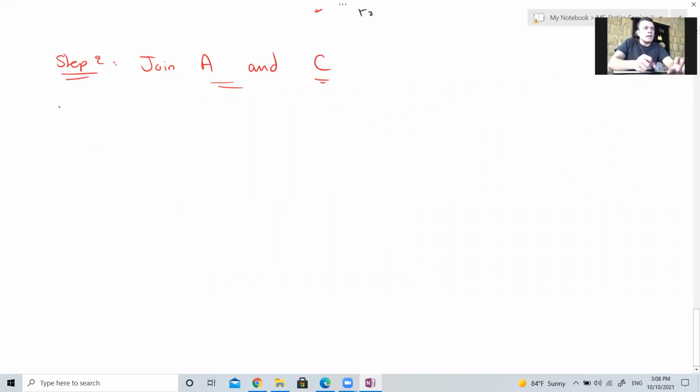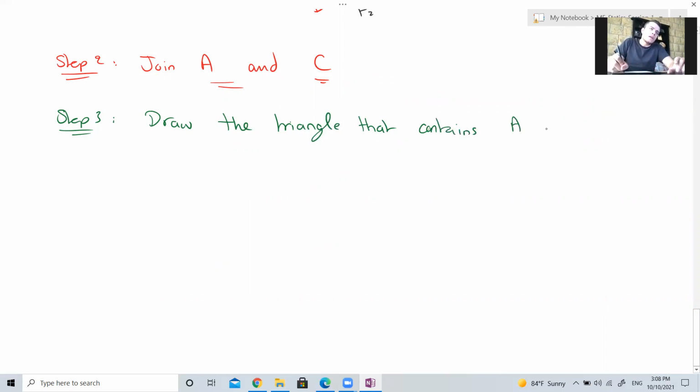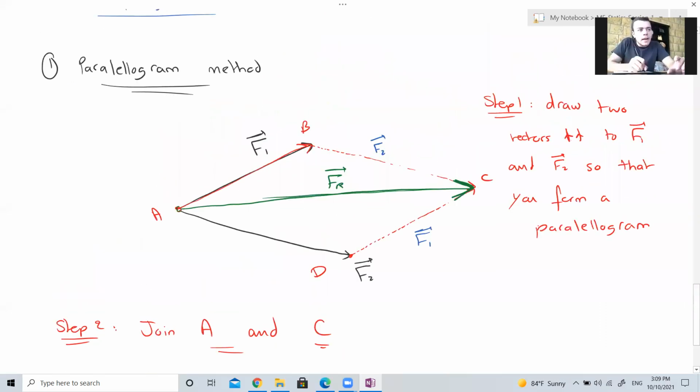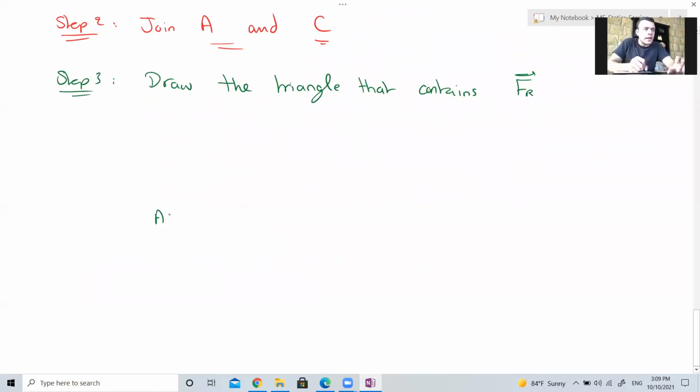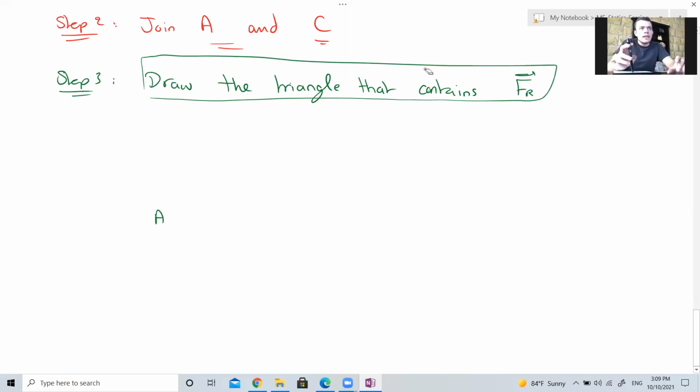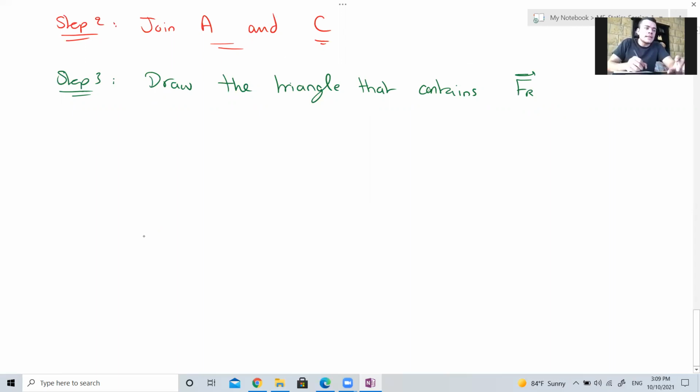So step 3, draw the triangle. It must be to A, join A and C, or any other point. No, the point must be where we started, and the opposite point. Okay, the opposite, right. So this is point A. Step 3, as I told you, is to draw the triangle that contains FR.